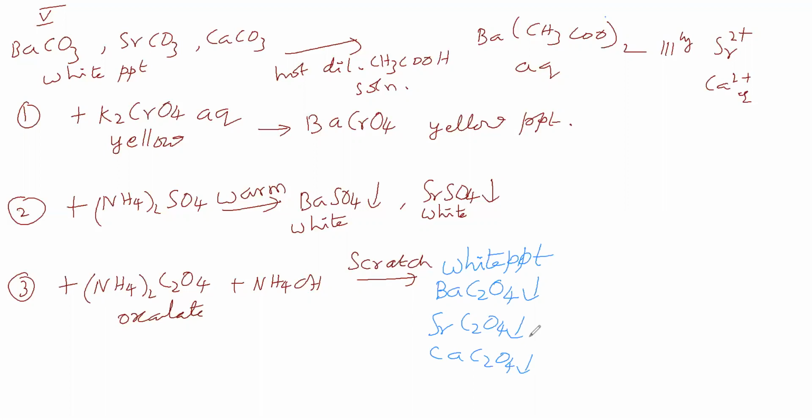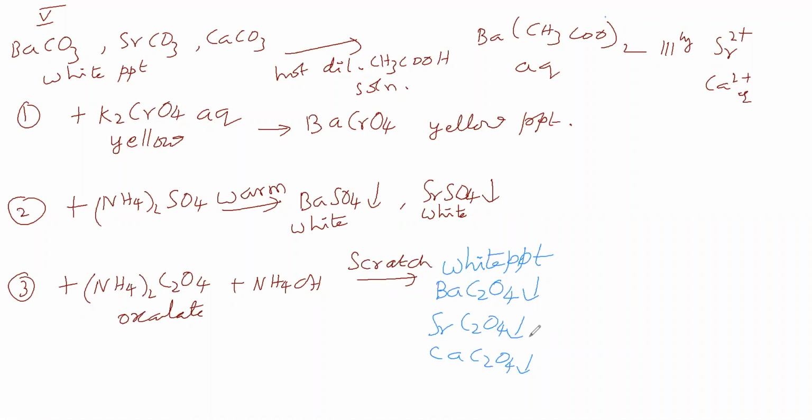In the third part, you are adding ammonium oxalate, formula (NH4)2C2O4. Oxalate is the C2O4 2- ion. Then you are adding ammonium hydroxide and you are scratching the test tube. On scratching the test tube, what possibility is there? White precipitate possibility is there.